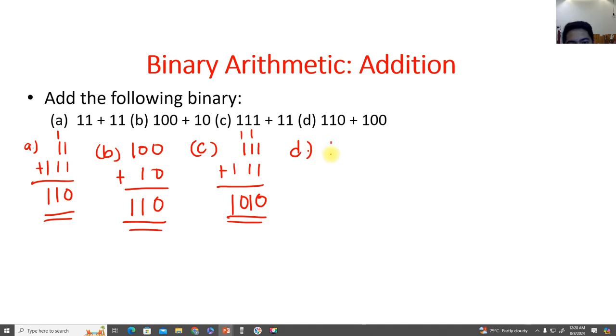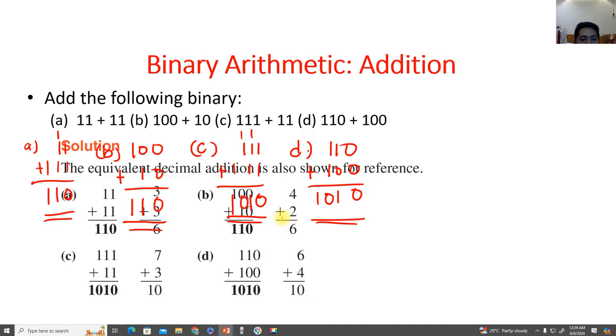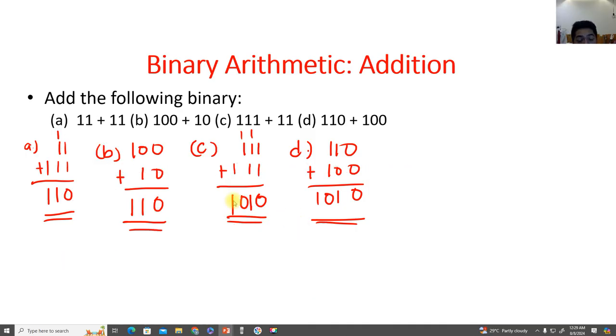For letter D, we have 110 plus 100. 0 plus 0 is 0. 1 plus 0 is 1. 1 plus 1 is 0, carry 1. So you have all the answers here. Another way of counter-checking this is converting this into decimal, and then you add it, and then convert it back to binary. It's still the same.